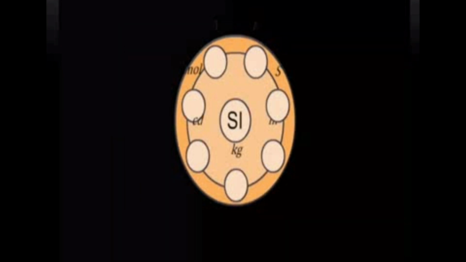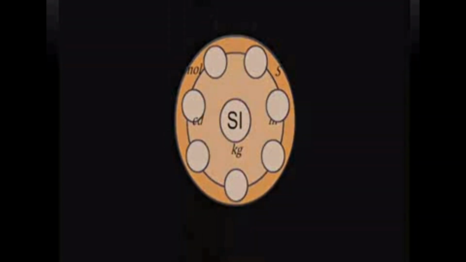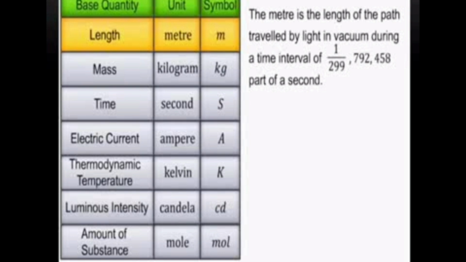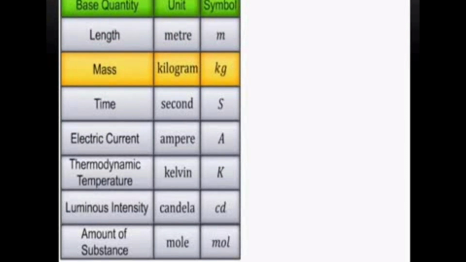Basically, the SI system has 7 base quantities, which are the fundamental quantities. The 7 fundamental quantities for the SI system are these. First, length, with symbol small m. Its unit is the meter, and the meter is defined as the length of the path traveled by light in vacuum during an interval of 1 by 299,792,458 of a second. So 1 second is divided into that many parts, and that is equal to 1 meter.